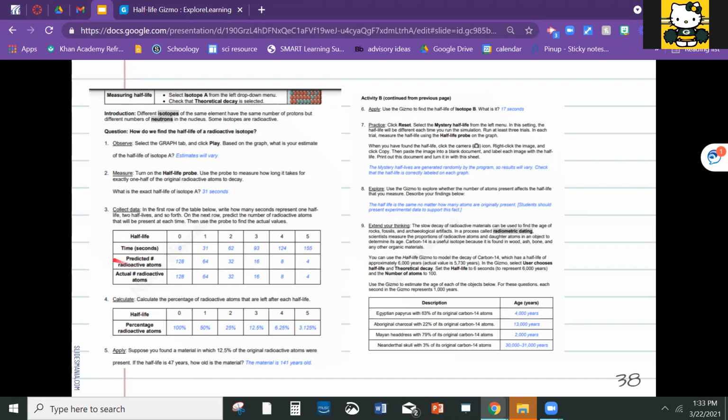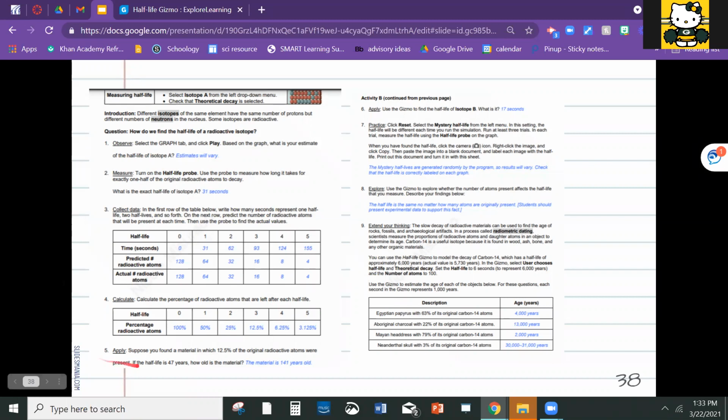Then we took this information and turned it into percents. So at time 0, everything was radioactive, 100%. Here we had 50% being radioactive. Now we have half of that, which is 25%. Half of that is 12.5%. Half of that was 6.25%. And half of that was 3.125%.